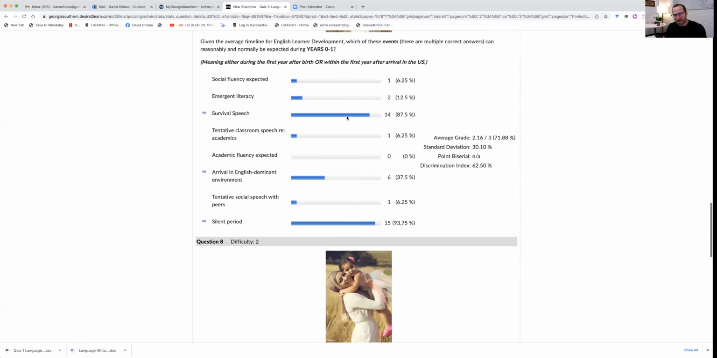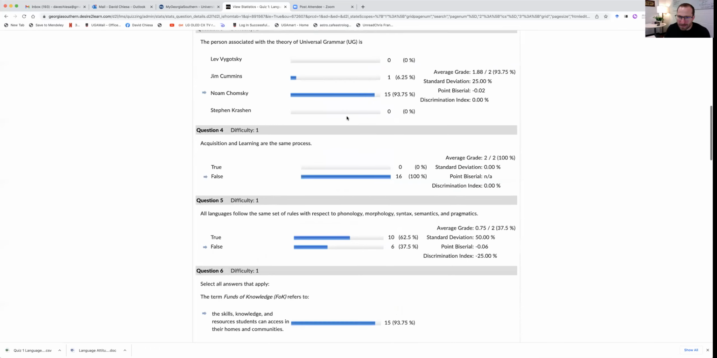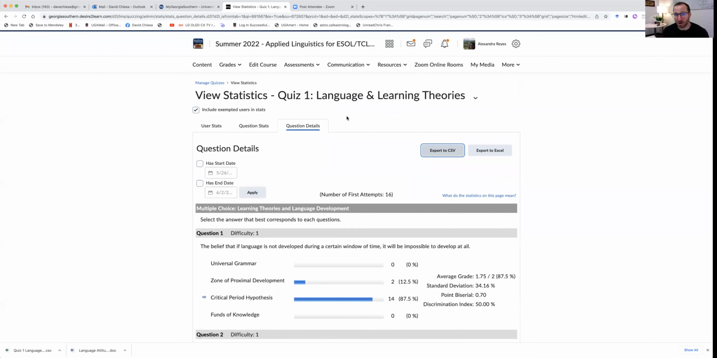So those are the different learning theories quiz. Overall, all the items are clear. A few hiccups here and there, but I hope I was able to explain any questions you had.